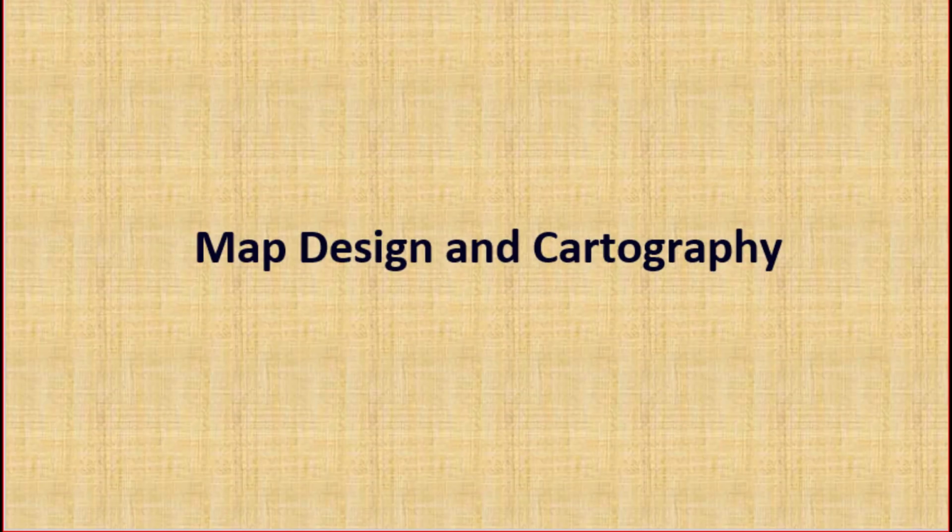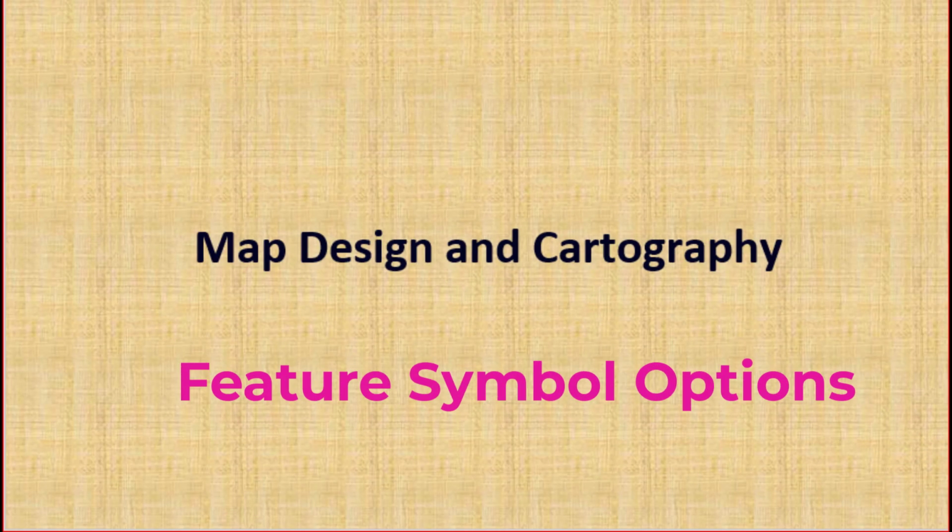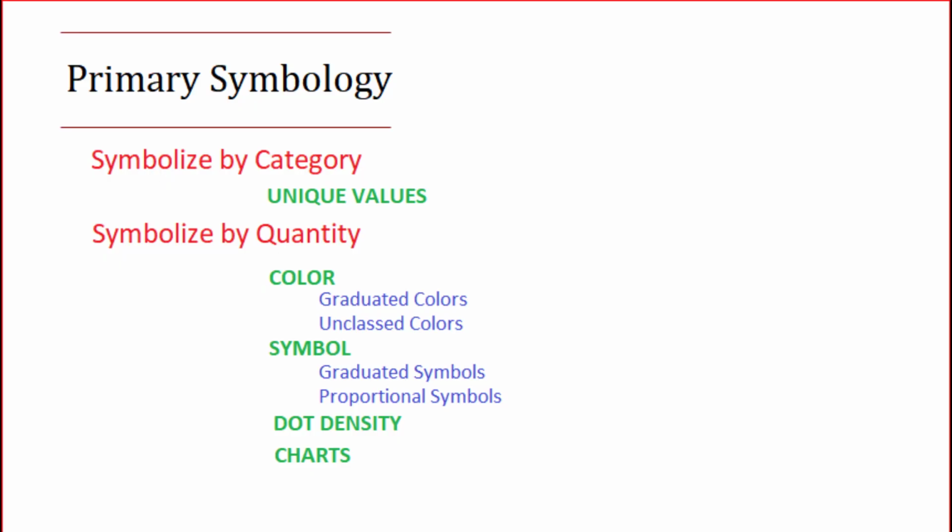The next topic is about feature symbol options. We can display a map feature in the following two major groups or ways. One is symbolizing according to its category, and the other is symbolizing according to its quantity.